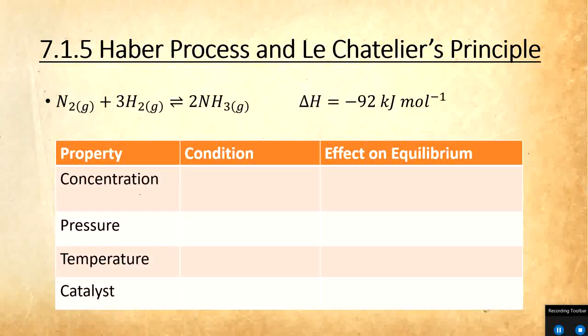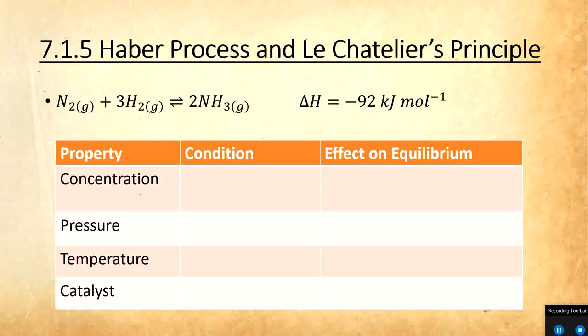Okay, so let's take a look at the conditions required and study this reaction from an equilibrium perspective. So how can we affect concentration, pressure, temperature, and what is the use of a catalyst? How can we change these things in order to maximize our production of ammonia? Okay, so first off, the concentration.